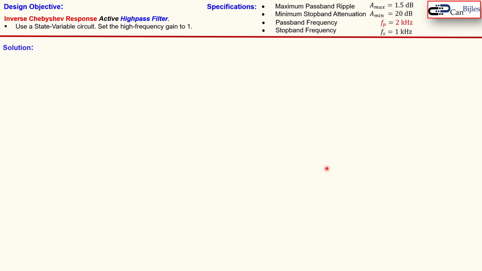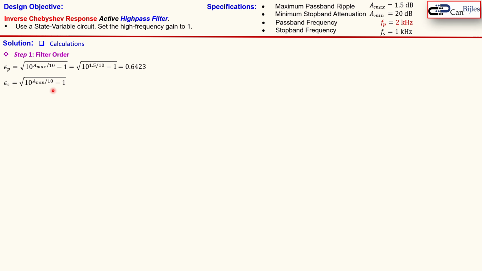Okay, let's go to the solutions. First, the filter order. In this case, we relate again our A max and A minimum to the epsilon P using this formula. We have seen this before, and that will result in this value, and epsilon S to this A minimum, and you get this value here. Now, taking these two values together, we can calculate the filter order we need for our design.